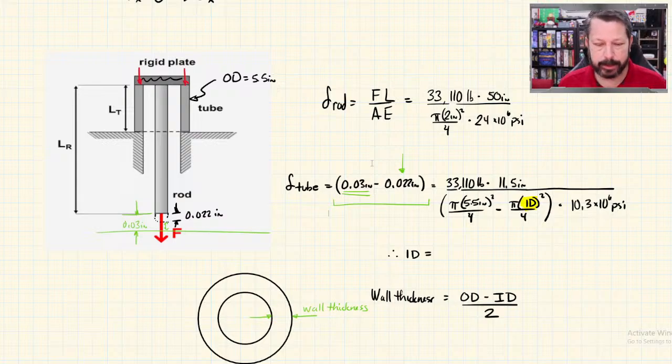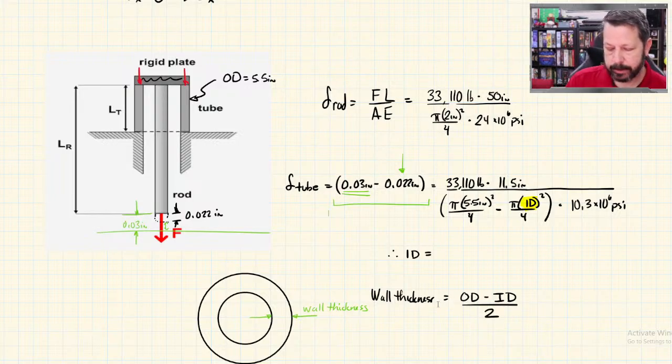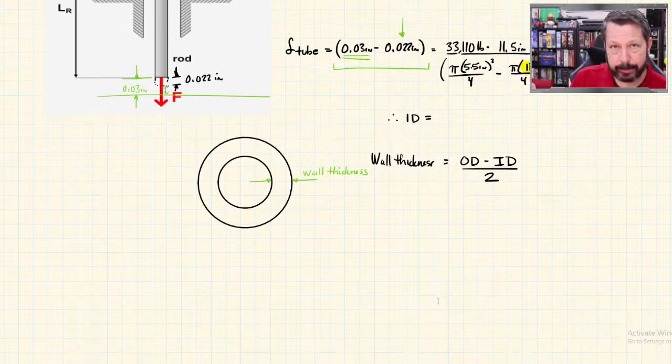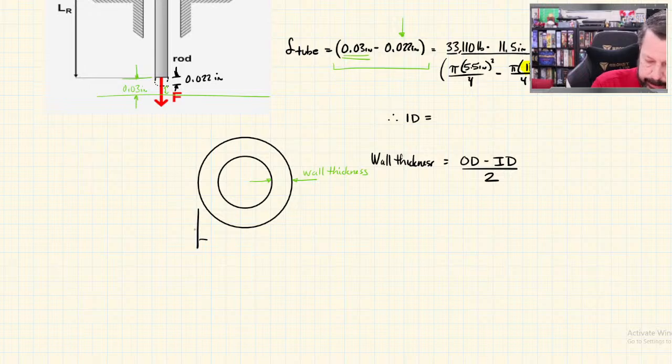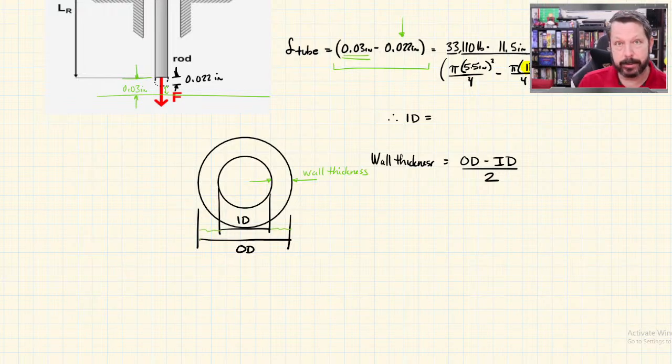You have to understand what's going on, plus the concept that the rod is stretching, the tube is compressing, the rigid plate's not doing anything except transferring the force, and recognizing that the wall thickness is the outer diameter minus the inner diameter, but you actually have to divide that by 2. If I just subtract the inner one from the outer one, that's OD minus ID, that would leave me with 2 wall thicknesses. So I have to divide that by 2 to get the wall thickness.